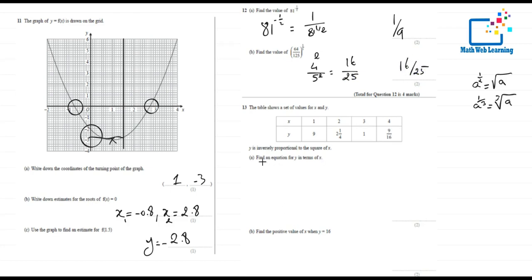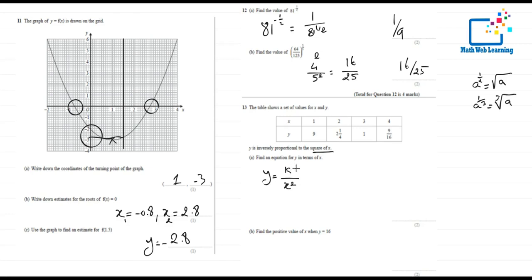Okay, for this one here, y is inversely proportional to the square of x. You write it down as a formula, y equal k over x squared. That's what it means. Square of x means x to the power of 2. That's not the completed answer. You need to go and find the value of k.